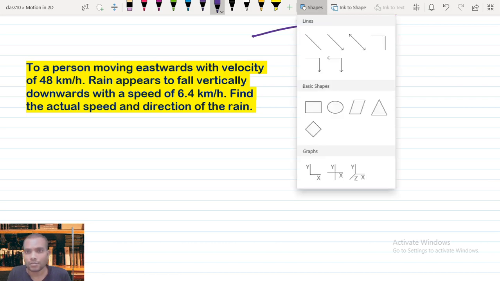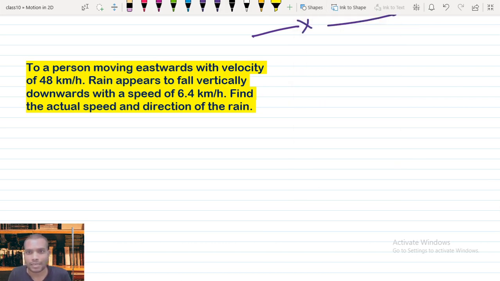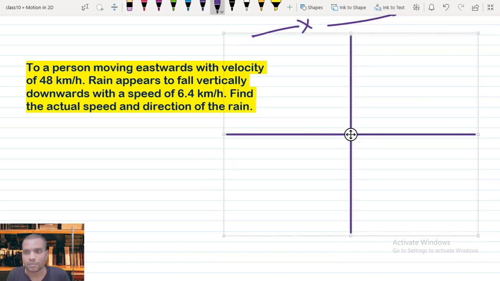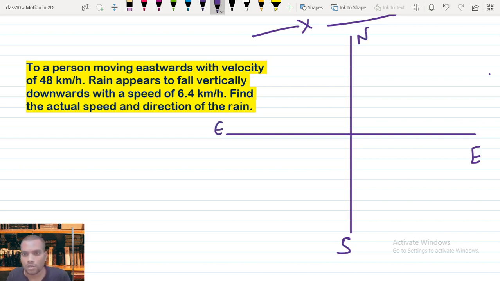So here we need to draw a two-dimensional diagram first, because the diagram gives us much information. This time I am not taking x and y axes, we need to represent the direction. The person is moving towards the east direction and rain is falling vertically downward, so this would be east, west, north, south. So this is the south direction. Now first I would like to represent the vector of the moving person.